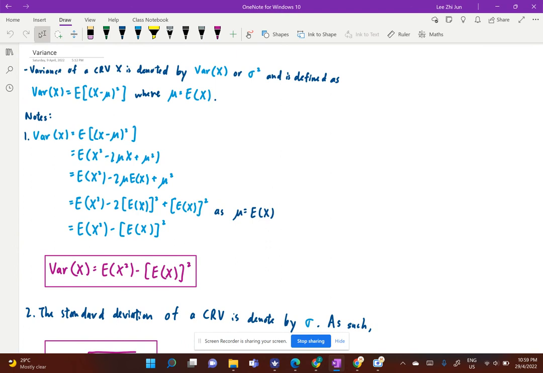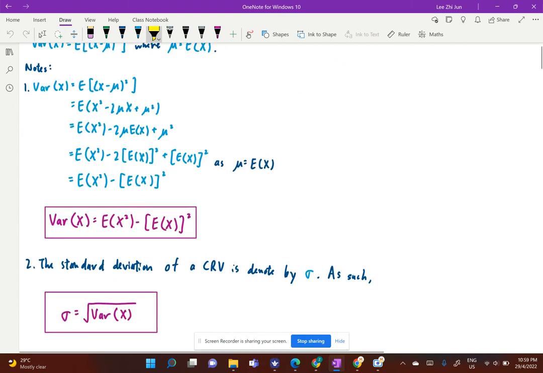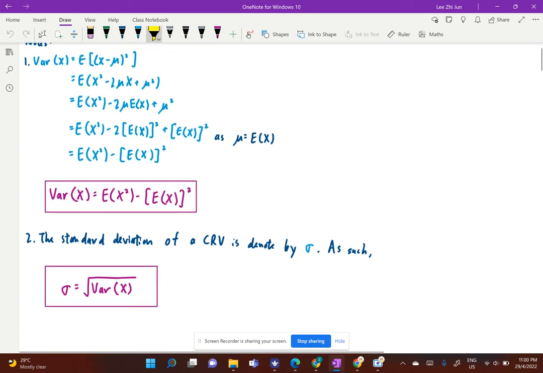The variance of a CRV X is denoted by Var(X). The variance will be E(X squared) minus mean squared. So you need to find the mean and E(X squared) first in order to find the variance. The standard deviation is also the same as the discrete case: you just square root the variance.